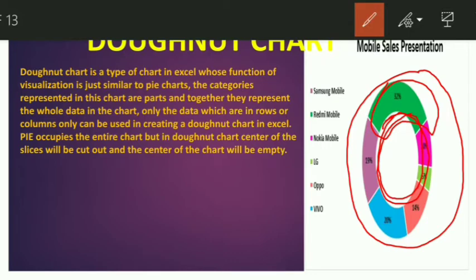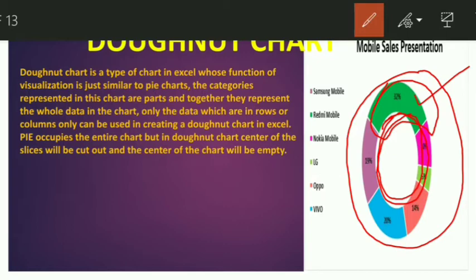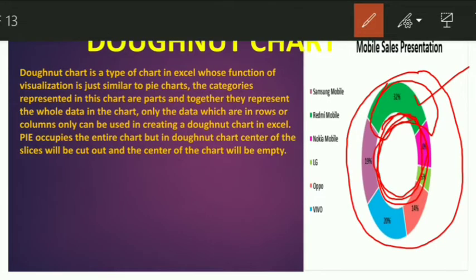This one is the Redmi mobile phone which has 32%, a little less than the Samsung mobile phone. So I can compare the values here too. They represent the whole data in the chart. Only data in rows or columns can be used in creating a doughnut chart in Excel. The pie chart occupies the entire chart, but in the doughnut chart the center of the slice is cut out and the center of the chart is empty.